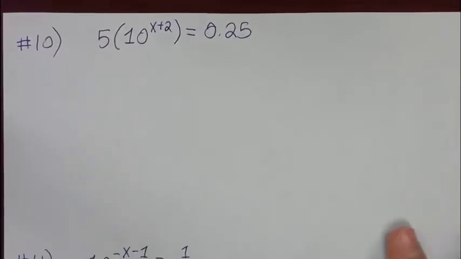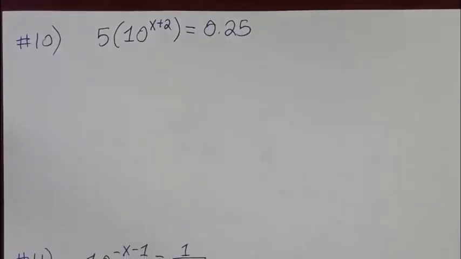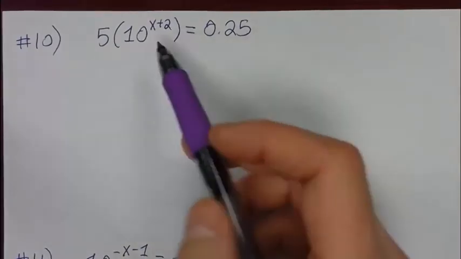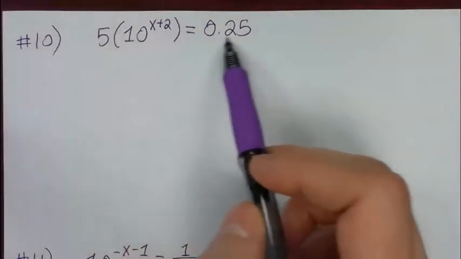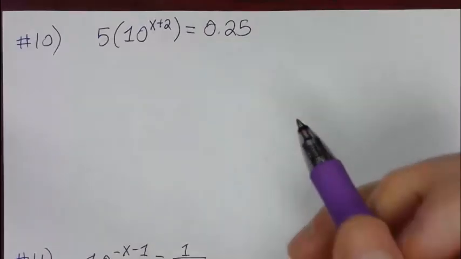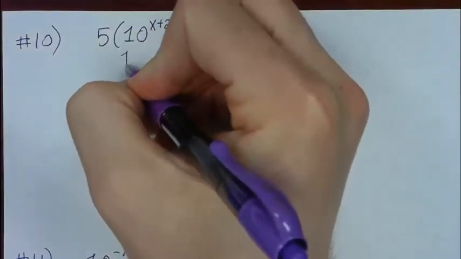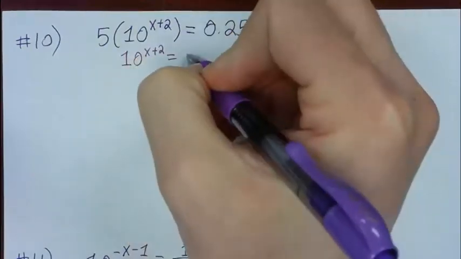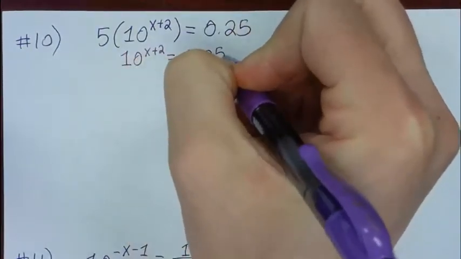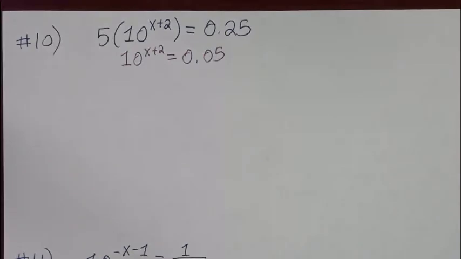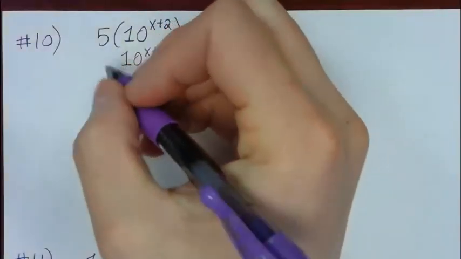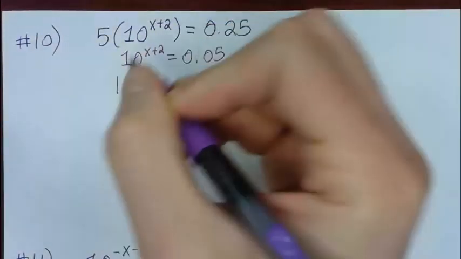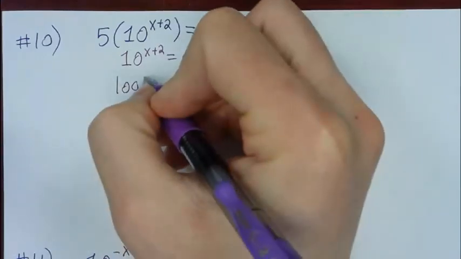All right, 10 to start off with. If I have 5 times this exponent part equal to 0.25, so if I divide both sides by 5, I would have 10 to the power of x plus 2 is equal to 0.05. Now I can rearrange it into a logarithm. So that would be the log of 0.05 equal to x plus 2.